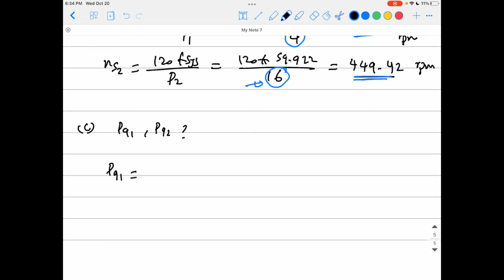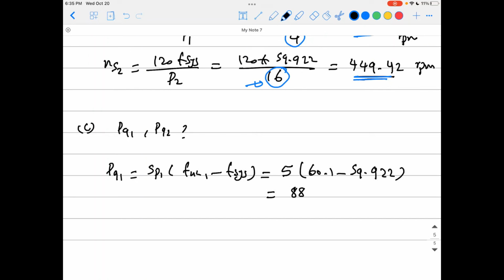So P generator 1 equals SP1 multiplied by F no load 1 minus F system, which we calculated. The slope of the first one is 5 megawatts per hertz multiplied by F no load 1, which is 60.1, minus the F system we calculated, 59.922, and this gives you 888.89. Don't forget, you have to look at the units, and here it will land you with kilowatts.